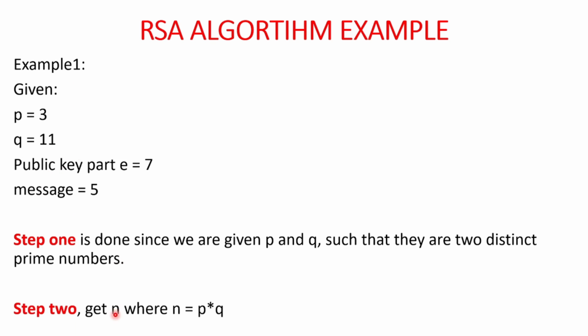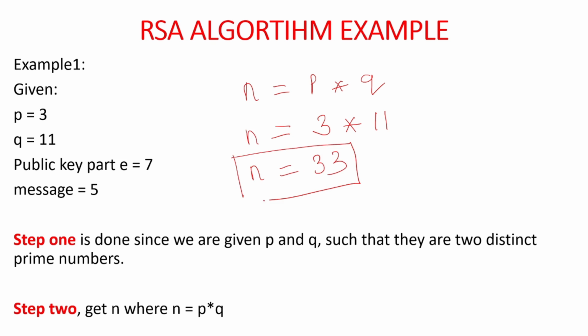Now what is step 2? We have to calculate n. How do we calculate n? n equal to P into Q. So what is P and Q? P is given as 3, and Q is given as 11. So what is P into Q? 33. So the value of n is 33. This is step number 2, to find the value of n.